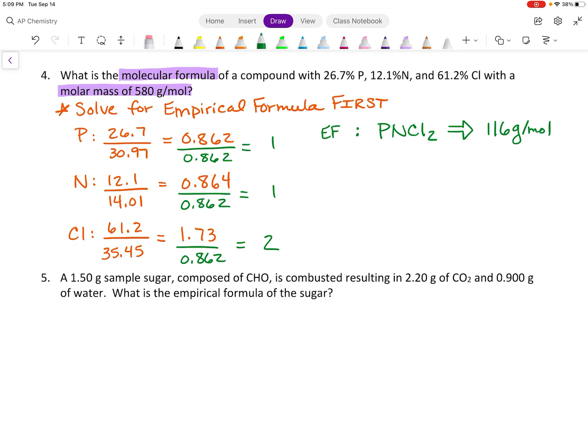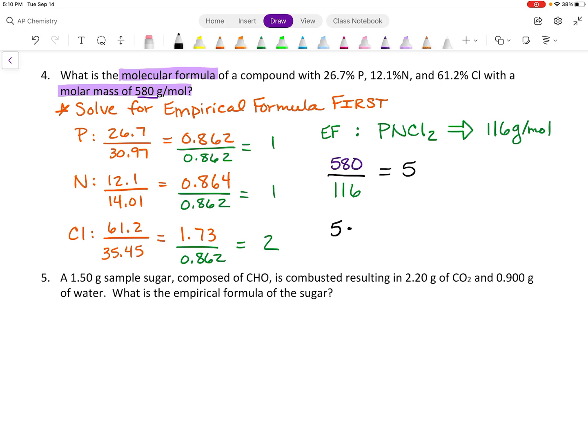Okay. Now, in order to determine what the molecular formula is, it's going to be either the same or some factor of that empirical formula. So what we do is we take the molar mass, the 580 grams, and we're going to divide that by the 116. And when we do that, I get a factor of 5, which means the molar mass is 5 times greater than the empirical formula mass. So we multiply the empirical formula by 5.